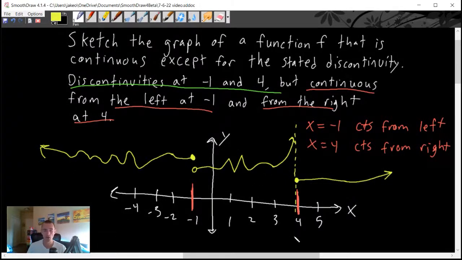Really does not matter. But this would be a perfectly good example of a function that has discontinuities at x equals -1 and 4, but is still continuous from the left at -1, continuous from the right at 4, and continuous everywhere else on the entire domain besides x equals -1 and 4. So that meets the requirements of what this problem asks us to do.